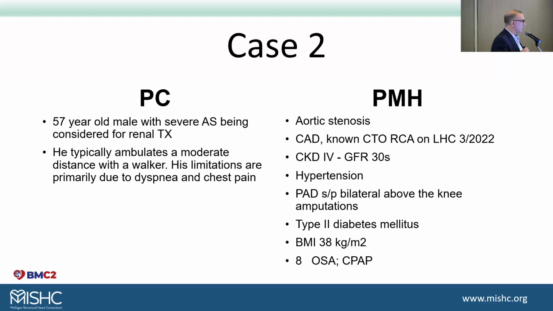Case number 2, a 57-year-old male with severe AS being considered for renal transplantation. A very sad situation. As you look at his past medical history, he has aortic stenosis, obviously, that's why we're here. His known CAD had a history of a CTO of his RCA treated in March. CTO of his RCA on a cardiac catheterization, I'll show these films. He's in CKD stage 4, GFR 30, hypertension. He has bilateral above knee amputations, and in spite of this, his BMI is still 38. So it gives you an idea what his body habitus looks like. Type 2 diabetes, sleep apnea, and CPAP.